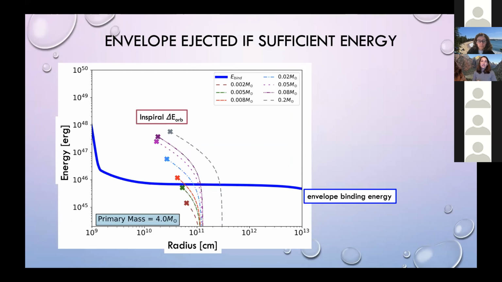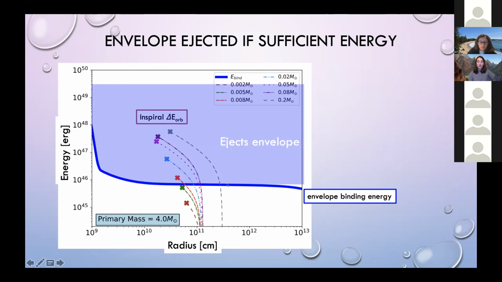When we do this, we see the energy comparison between the binding energy of the primary, shown in blue here, and the decaying orbital energy, shown in these dashed lines. When we consider convection, these take on a bit of a different shape. The way that we define ejecting the envelope is that anywhere the orbital energy exceeds the binding energy, we say yes, the envelope has been ejected. And anywhere that the orbital energy does not exceed the binding energy, we say no, the envelope cannot be ejected.